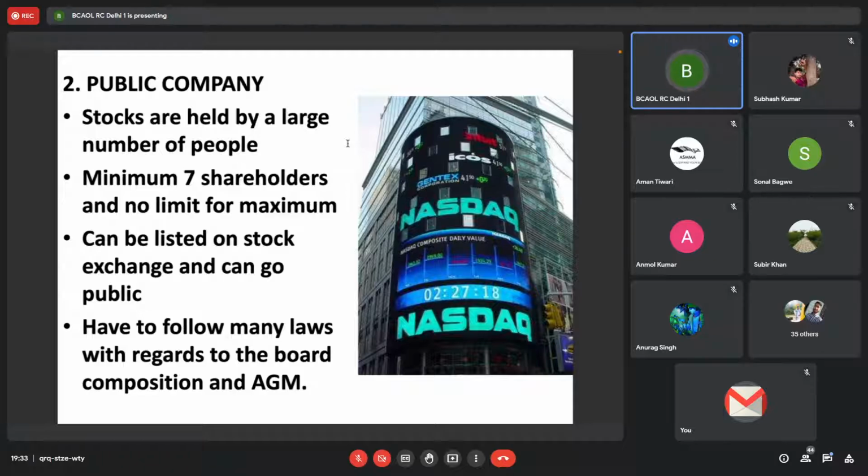Okay, and a stock exchange is basically a secondary market. Again, it's a finance term, we'll come back to it. Just know this thing that public companies are basically traded on stock exchanges. Okay, the shares are freely transferable in case of public companies, and all the regulations and Companies Act rules and regulations are applicable on a public company.